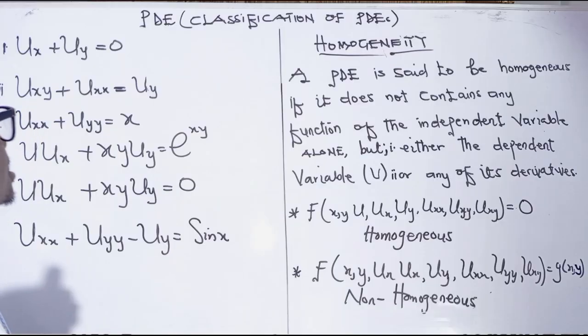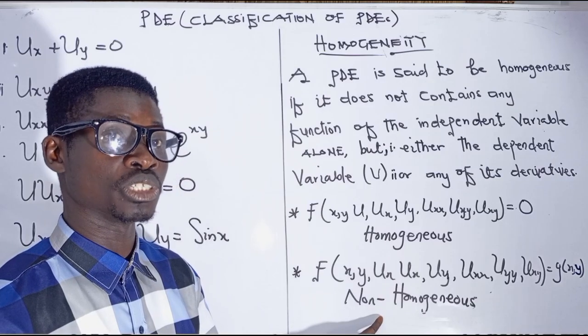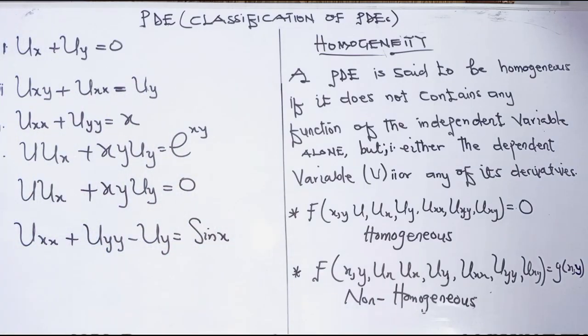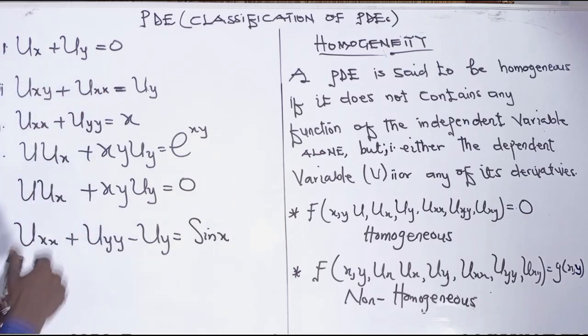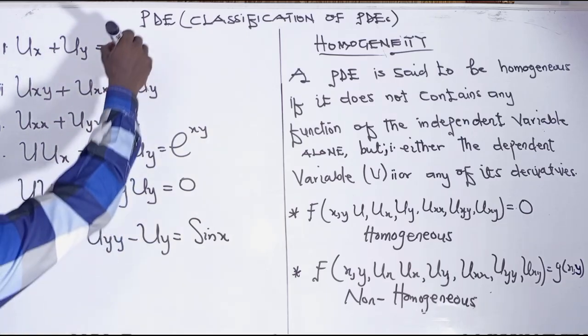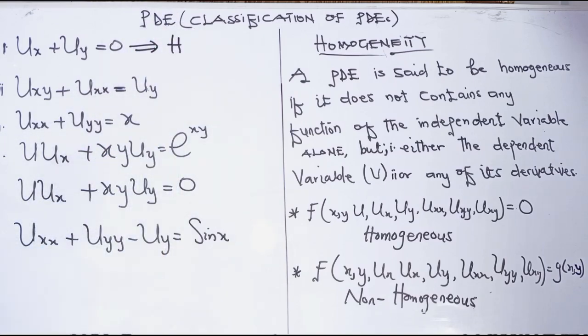Let's look at these examples of PDEs on the board, and we are going to classify them as homogeneous and non-homogeneous PDE based on the explanation. So we have the first one, ux plus uy is equal to 0. Do we have a function that is in terms of x and y? You can see that we have none. Since we don't have anything of that form, this becomes a homogeneous PDE. Very, very simple.